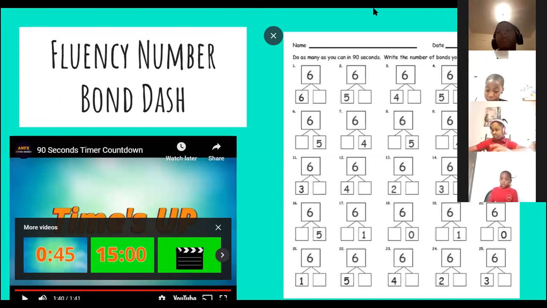We're moving on. If you got it right, put a check. If you did not, you need to change it. Number 2, 6 is my whole. 5 is my part. So what's my other part, Nasir? It is 1. 1, perfect. We put a check if you got it right. Change it if you got it wrong. We're moving to the next one.